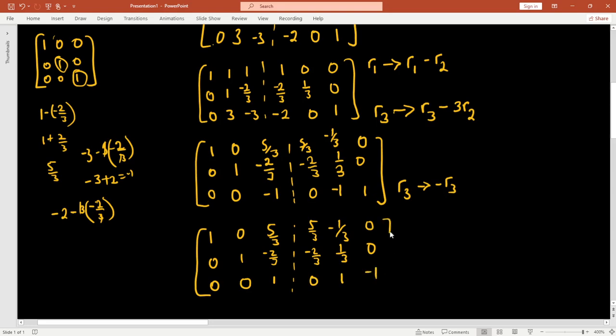Alright, so now the next part is we need to get zeros where there's 5 over 3 and 2 over 3 here. What can we do with the third row here? We can just simply say row number 1 should be equal to row number 1 minus 5 over 3 of row number 3 like this here. So that if you multiply this 1 here by 5 over 3 and then you say 5 over 3 minus 5 over 3, it should give us a 0 here.